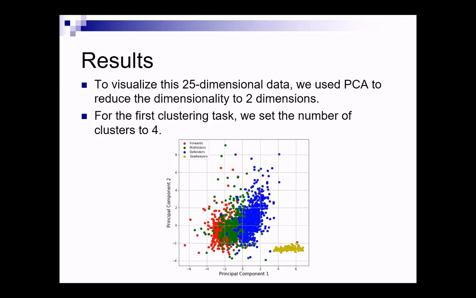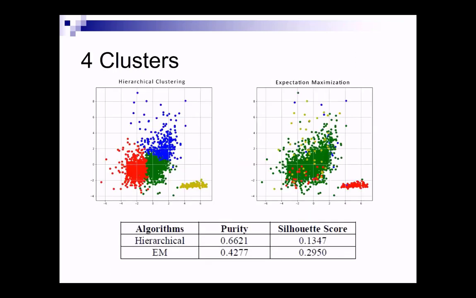An explanation for this exception is that goalkeepers tend to stay in one location and tend to have quite different actions in comparison to the other players on the field. In these figures, we can see hierarchical clustering and expectation maximization algorithms. In both methods, we used 4 clusters as we tried to model the clusters of the 4 positions on the field. We trained both methods on all the data with 30,000 iterations.